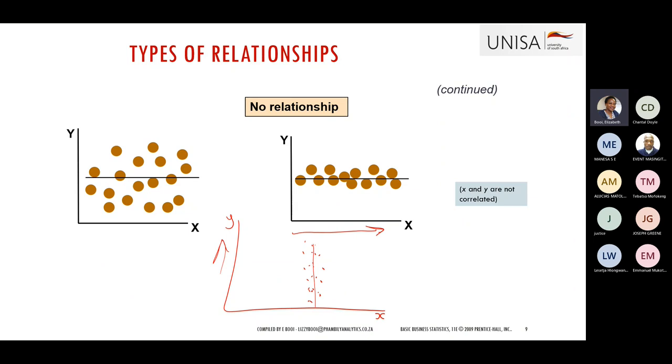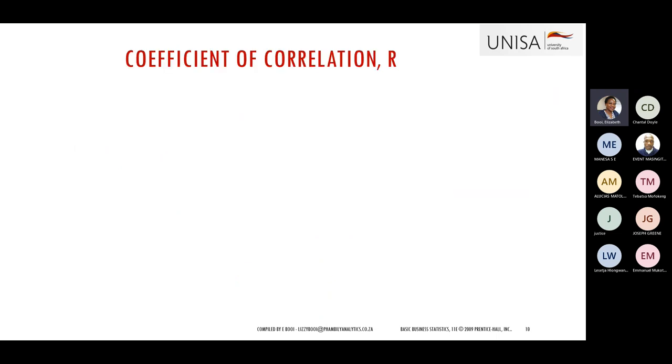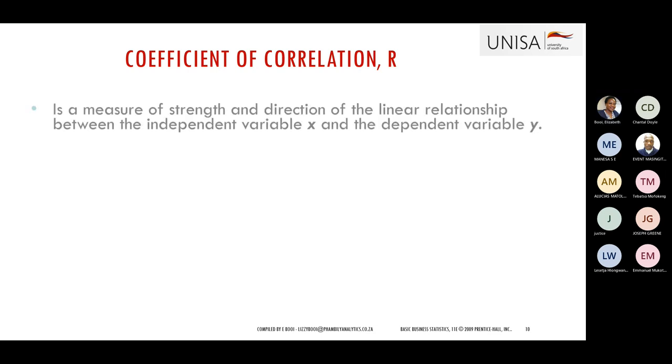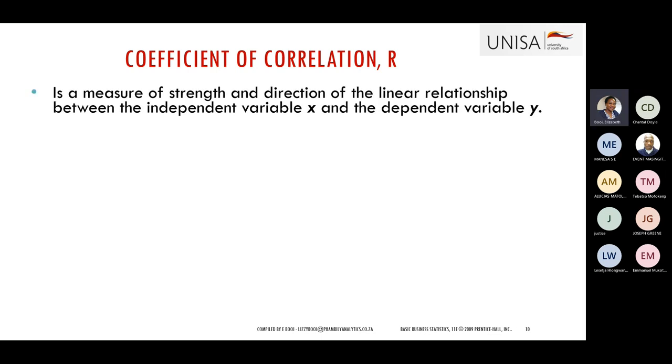Now let's talk about the strength. So we spoke about the direction. Now let's talk about the strength of those relationships. To calculate the strength of the relationship, we normally use what we call a coefficient of correlation, which is R. And this measures the strength also.